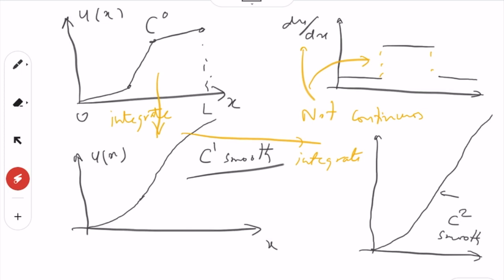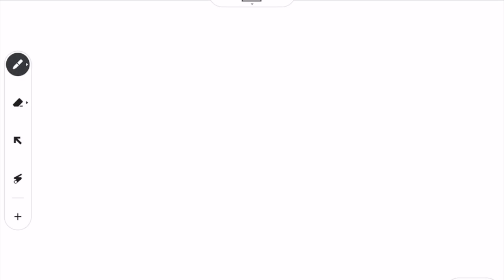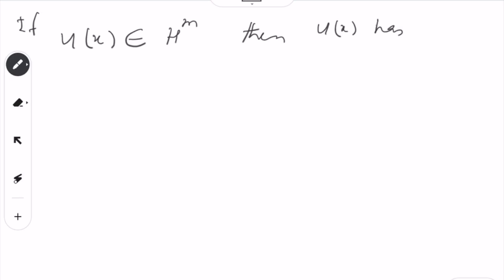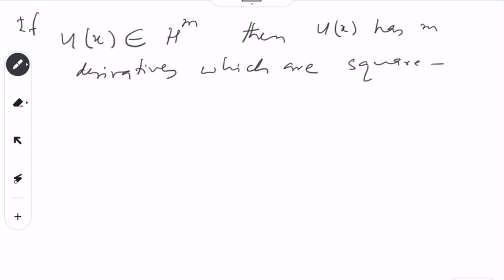Okay. The next thing is what is known as H. You write it as H1 like this. So this tells you basically, let us say u of x, let me write nicely. If u is a member of H to the power m, then u of x has m derivatives which are square integrable.